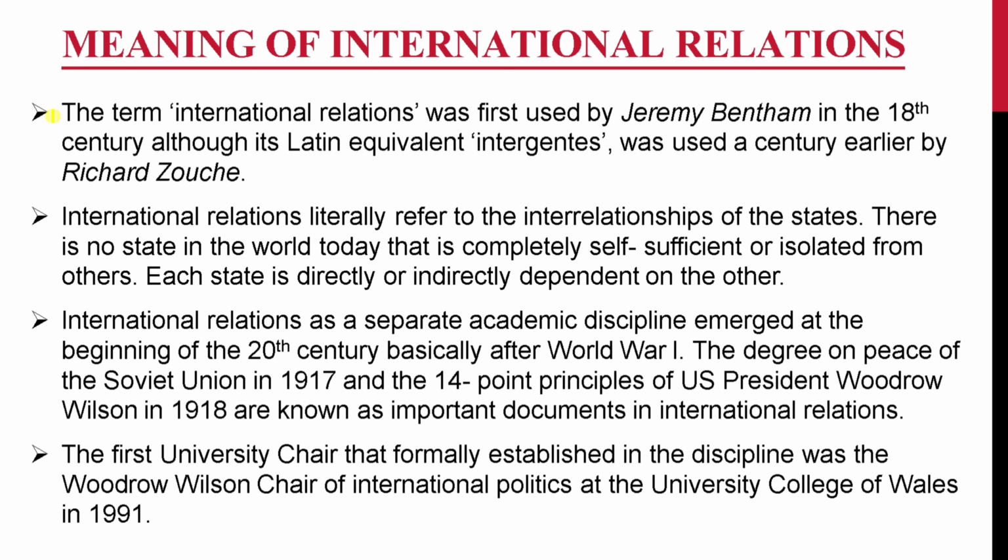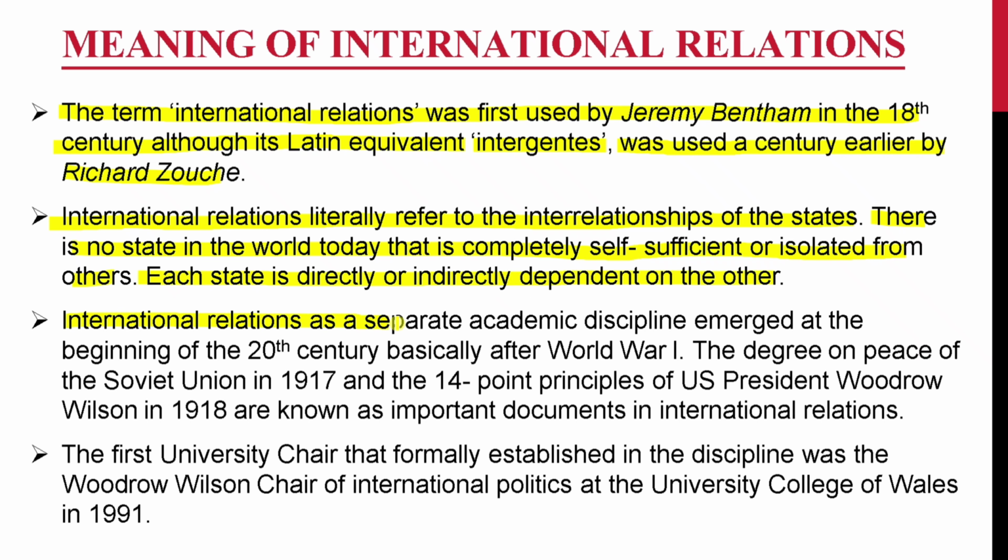Meaning of international relations. The term international relations was first used by Jeremy Bentham in the 18th century, although its Latin equivalent, inter gentes, was used a century earlier by Richard Zouch. International relations literally refer to the interrelationships of the states. There is no state in the world today that is completely self-sufficient or isolated from others. Each state is directly or indirectly dependent on the other.